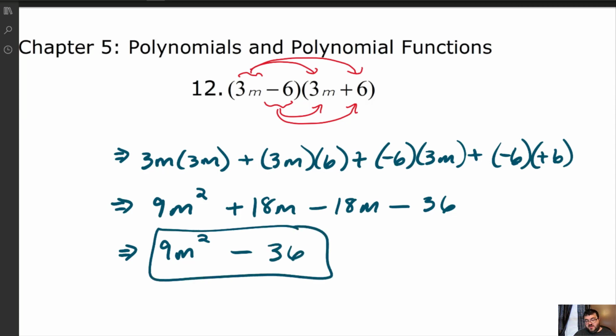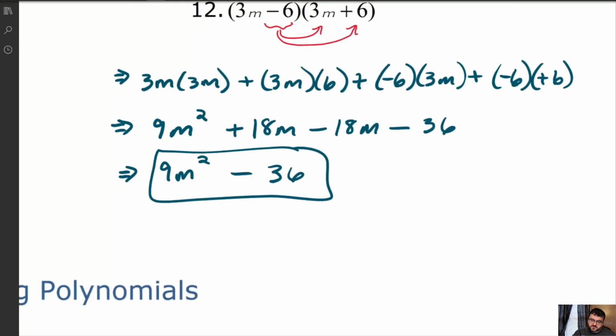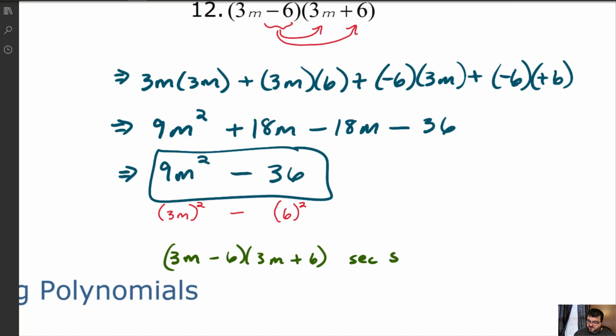So if you can recognize some things, you might be able to shortcut and jump straight to that last step right there. And if you're thinking ahead a little bit, we know to get 9m squared, we had to take 3m and square it. To get 36, we had to take 6 squared to get that. So later on, we will be factoring this into 3m minus 6, 3m plus 6, in section 5.3 maybe, where we start factoring. Okay, and if you've got any questions, feel free to message me.